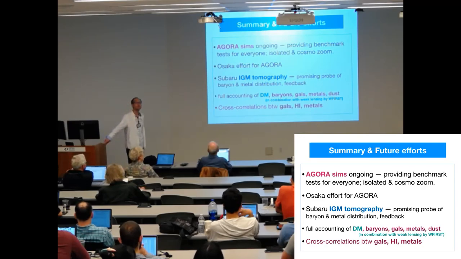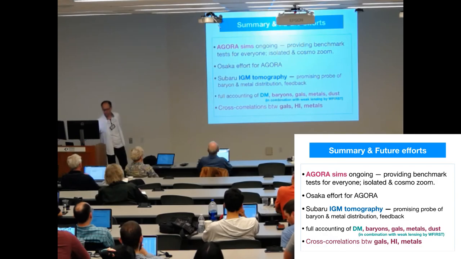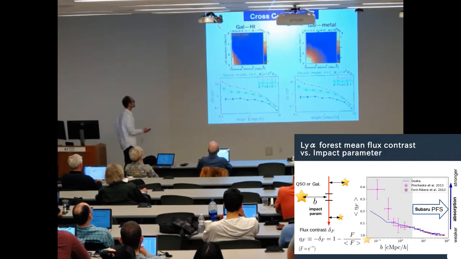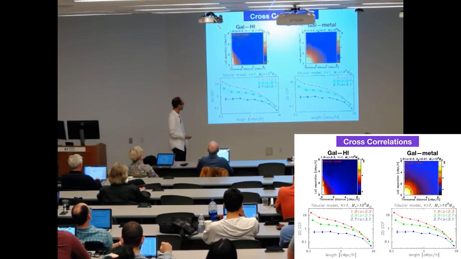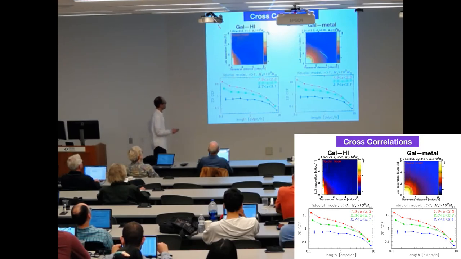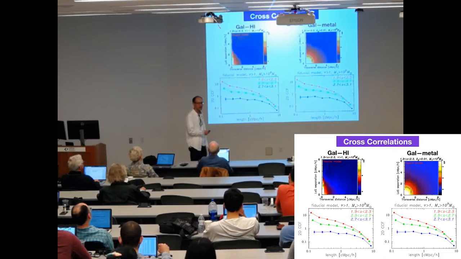Hey, Ken. Could you put up the slide again with the galaxy absorber cross-correlations with the finger? Why no finger of God in the galaxy metals? This one. Yeah. We don't understand it yet. Good question. I don't know why it shows up on this side and why we don't see it on this side. Maybe the resolution is not quite good, I think.